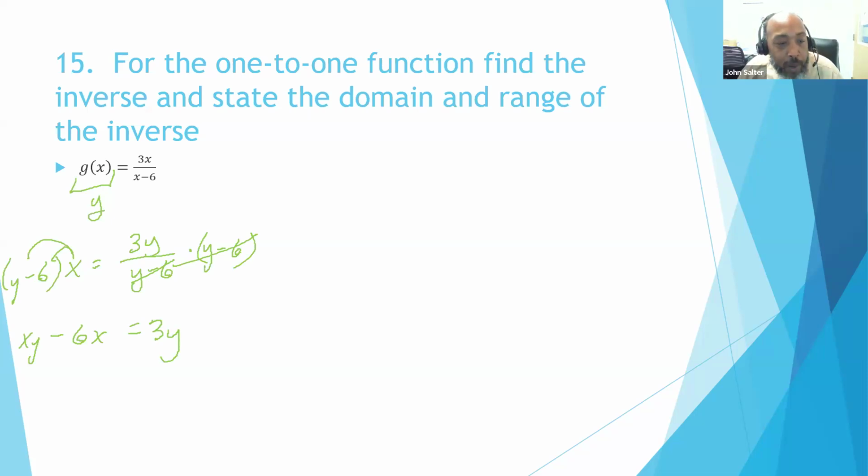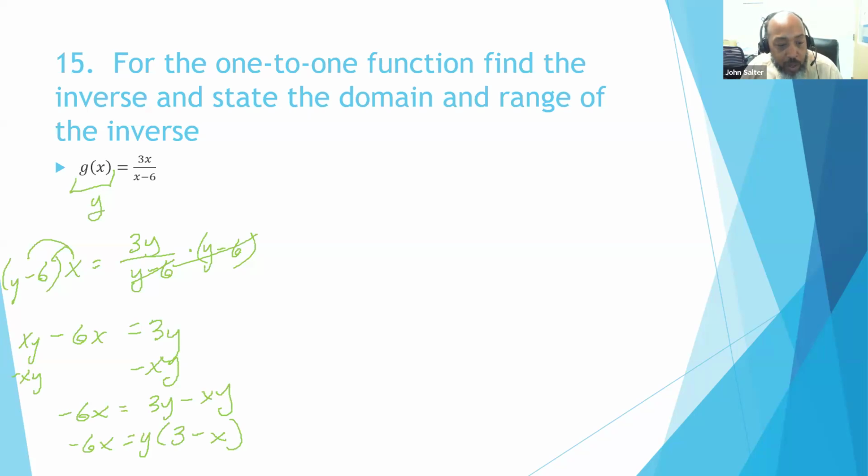All right, now I want all my y's together because I'm solving for y. I'm going to move this one over. So I have negative 6x equals 3y minus xy. I'm going to factor the y's. Do I have 3 minus x?